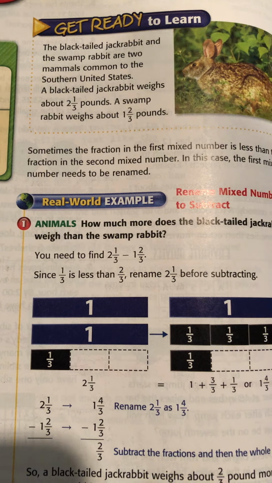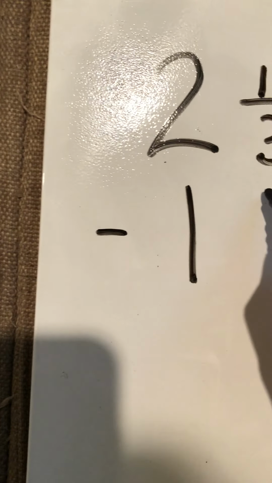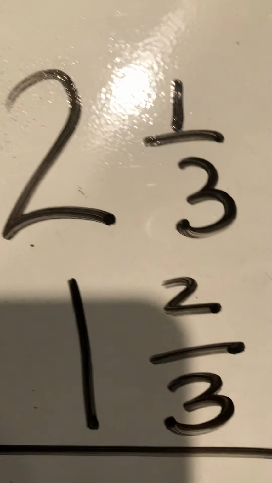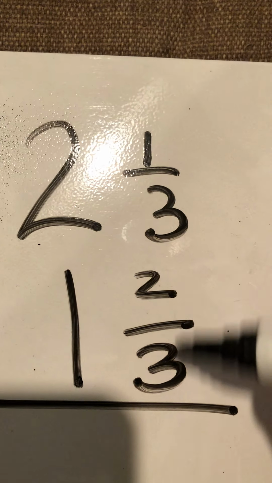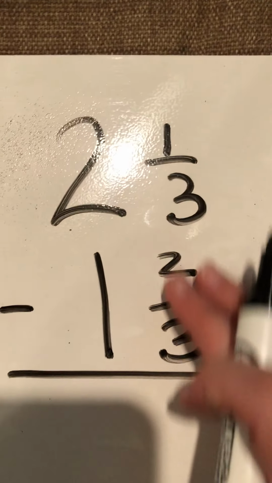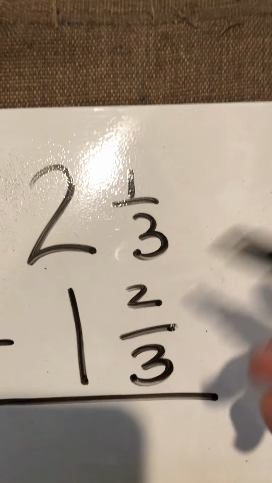So let's take a look at what that looks like. 2 1/3 minus 1 2/3. All right, so it looks like that. So the problem here, we can do 2 minus 1, but we don't want to do that first because we are going to be doing some renaming, so we'll always do the fraction first and then we'll do the whole numbers, just in case there's no more whole numbers left.